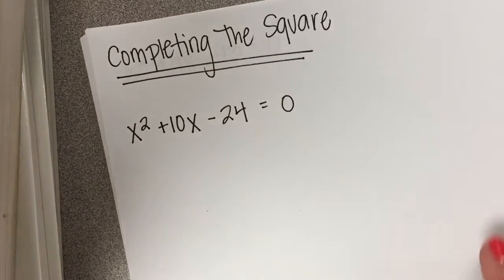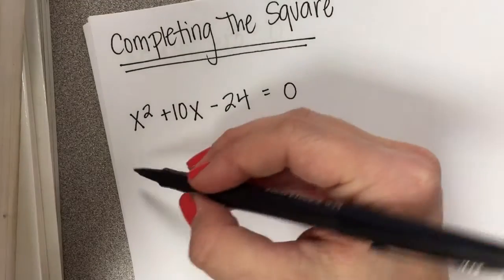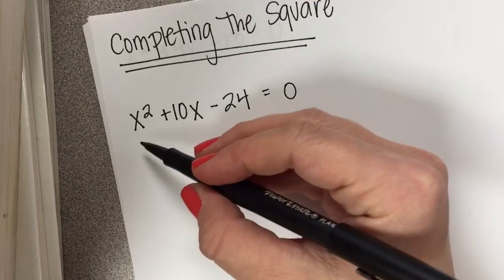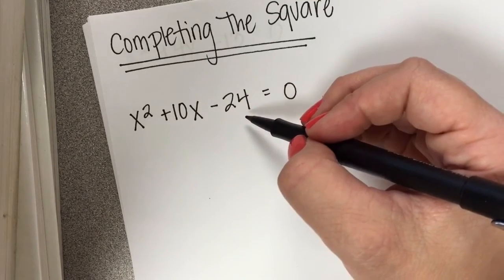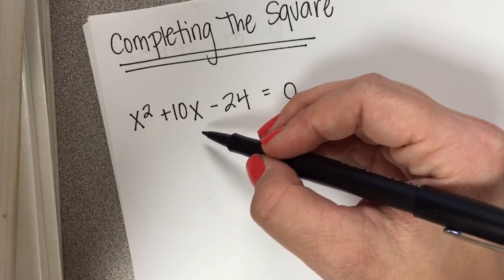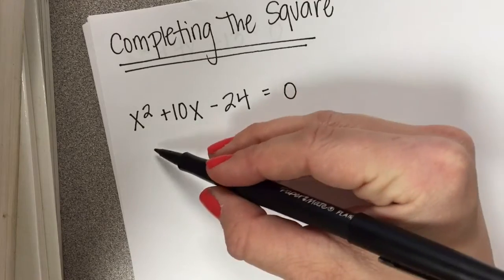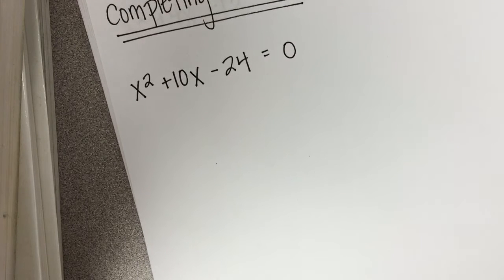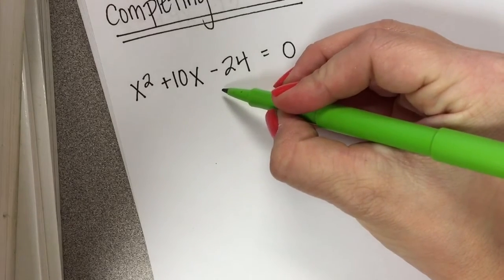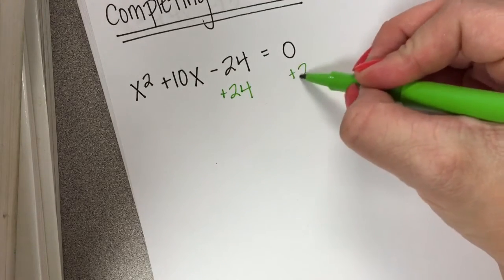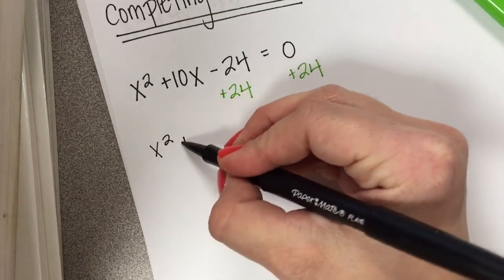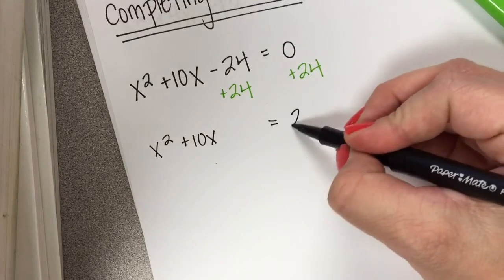So what we want to do is make this trinomial a perfect square trinomial. What that means is that my first term is a perfect square, my last term is a perfect square, and the middle is twice the product of the outside terms. So let me show you what we're going to do. First thing is, let me pick a different color. We are going to add 24 to both sides. So what that leaves me with is x squared plus 10x equals 24.